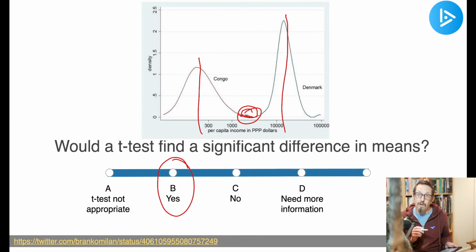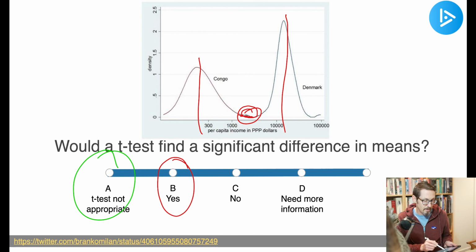However, the other thing is that the t-test is really not appropriate because this variance and this variance are quite different.